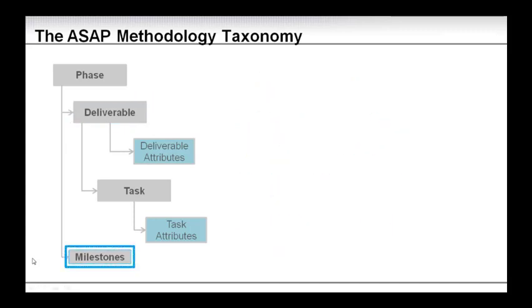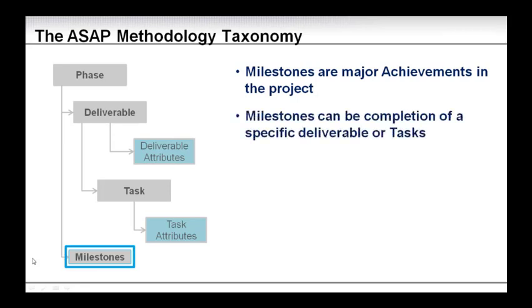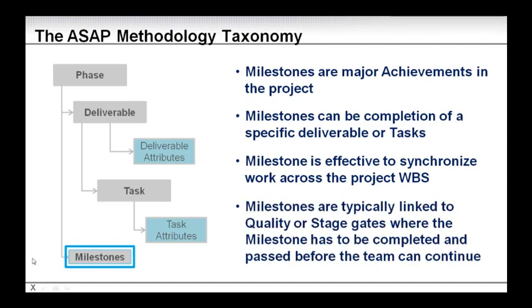Also on the same level as deliverables, we have the milestones. And milestones are major achievements in the project. Milestones can be completion of a specific deliverable or task, or multiple deliverables. Milestones are effective to synchronize your work and progress across the project WBS. And milestones are typically linked to quality and stage gates, where the milestone has to be completed and passed before the team can move on or continue.